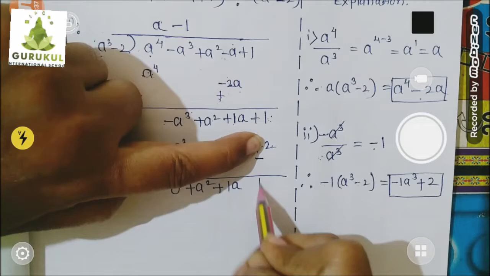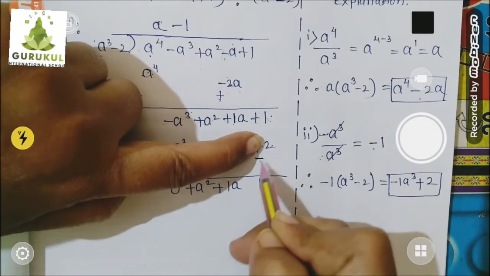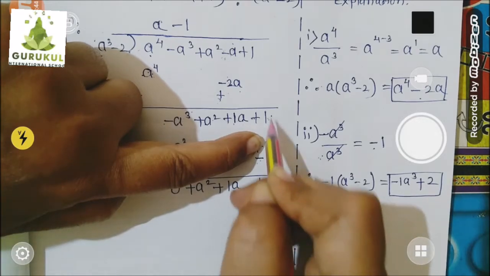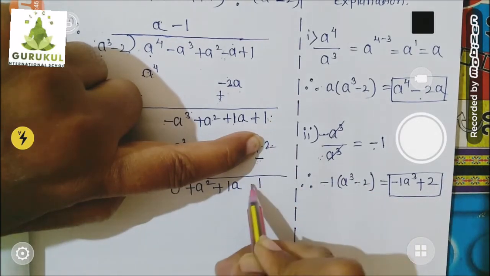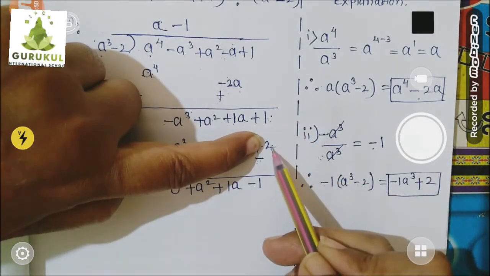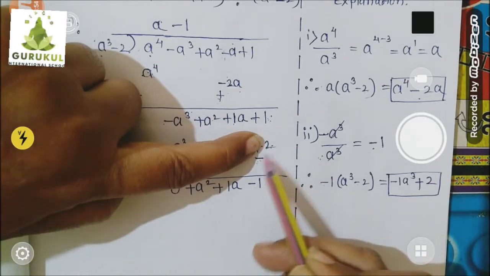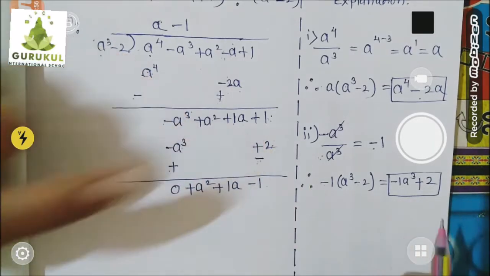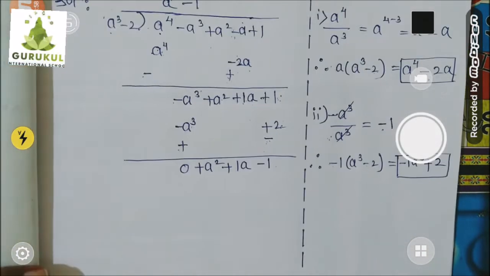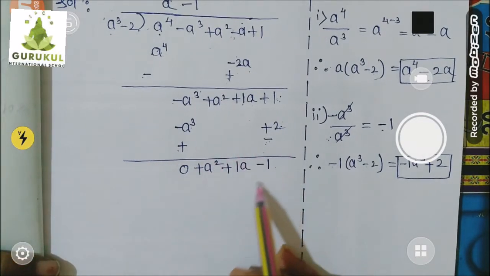Plus 1 minus 2. Opposite sign, subtract the numbers. So 2 minus 1, 1, and put the greater number's sign on the answer. So 2 was having minus sign. 2 was greater among 1 and 2, and its sign was minus, so that I will put for the answer. So minus.